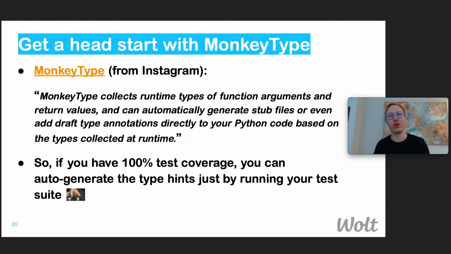And if you have that 100% test coverage, that means that you have some code which runs every single line of your logic. There's a tool called MonkeyType from Instagram which can be used for automatically filling in these type hints or generating the stubs. So if you have that 100% test coverage, you could get a head start for an existing project for adding the type hints. It won't be perfect, but it's a good initial guess, so it could be something to start up with.